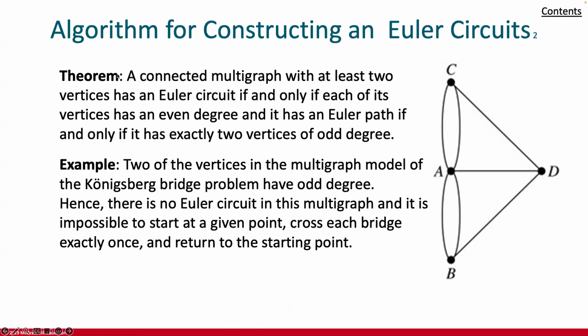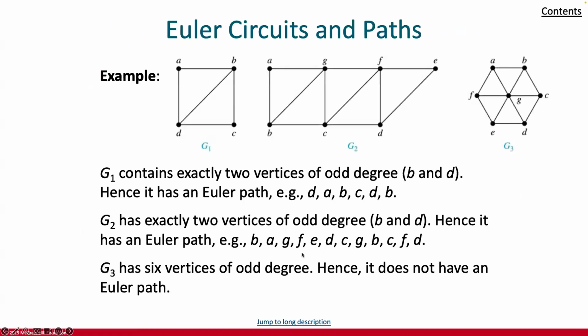So here is the theorem. A connected multigraph with at least 2 vertices has an Euler circuit if and only if each of its vertices has an even degree, and it has an Euler path if and only if it has exactly 2 vertices of odd degree. And so this comes back to this Königsberg problem that we had a couple of slides ago.